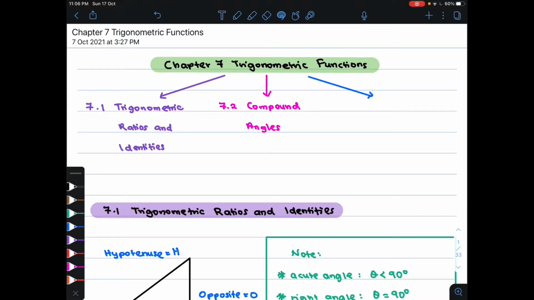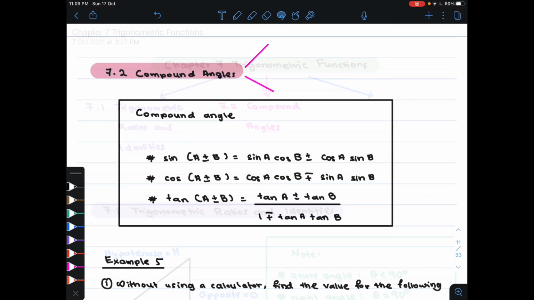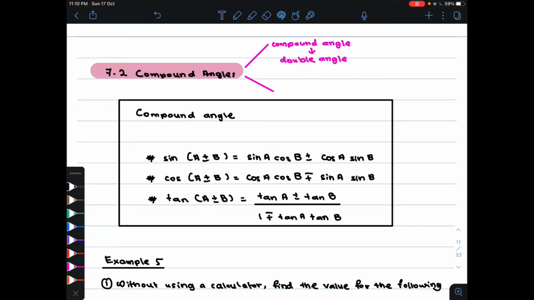7.2 is called compound angles. And in this subtopic, we're going to have the compound angle formula, which can be used to find the double angle formula. And then from the double angle formula, we're going to find the half angle formula. And lastly, we're going to have the factor formula as well.